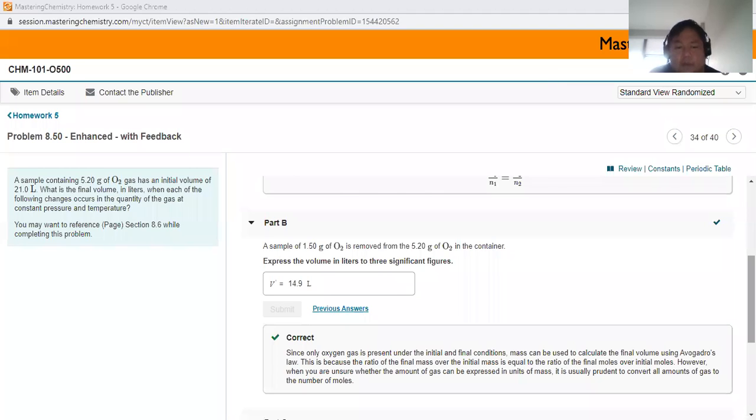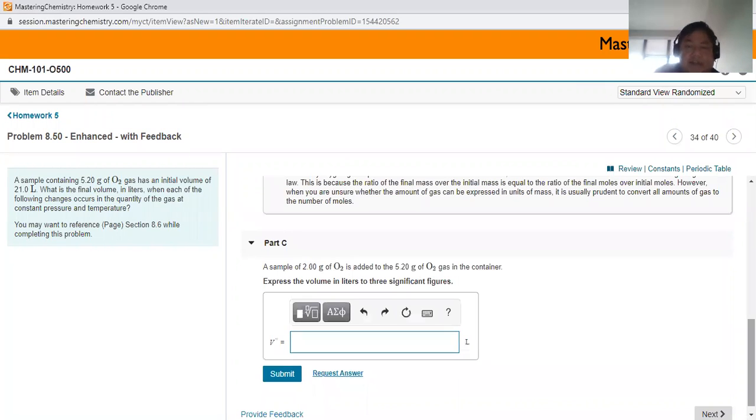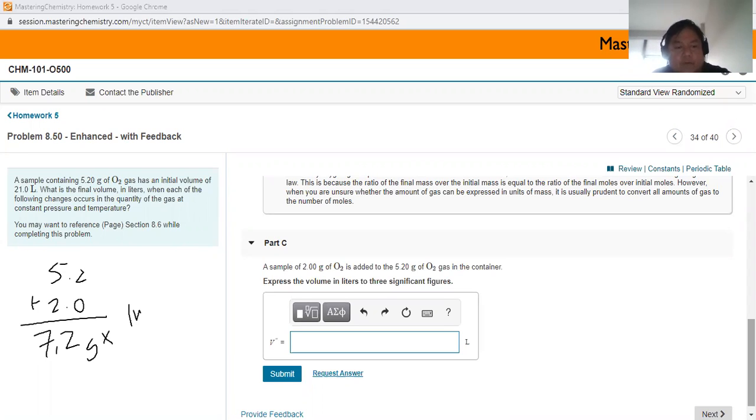All right, so let's go ahead and clear this off, and go to our last part, part C. A sample of 2 grams of oxygen is added to the 5.2 grams of O2. So it's basically the same idea now. We're going to say 5.2 plus 2, so now we should get 7.2 grams. And then we do the same thing: 1 mole of O2 has a mass of 32 grams, right? The oxygen weighs 16. So now I do my same calculation again, 7.2 divided by 32.